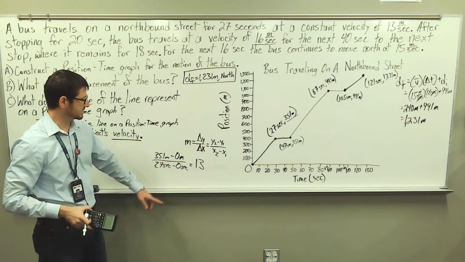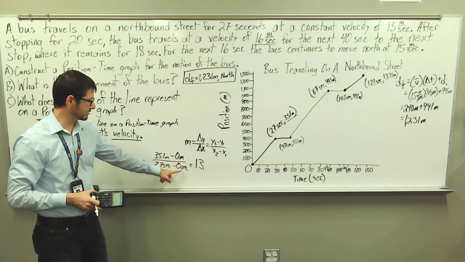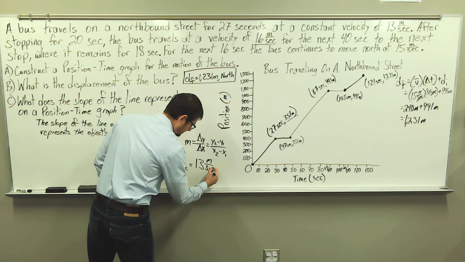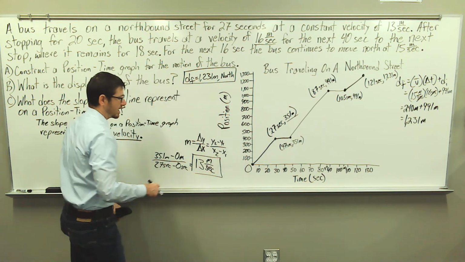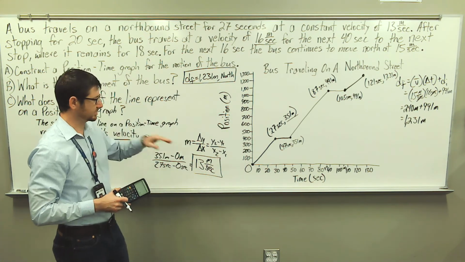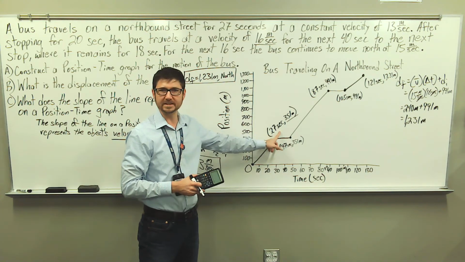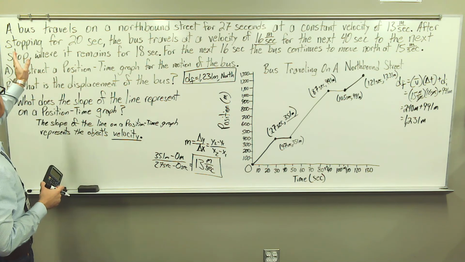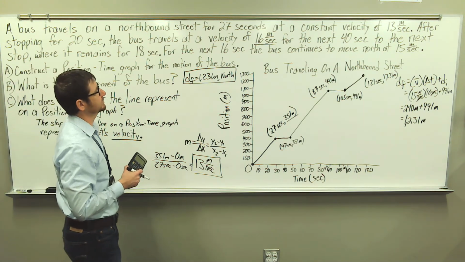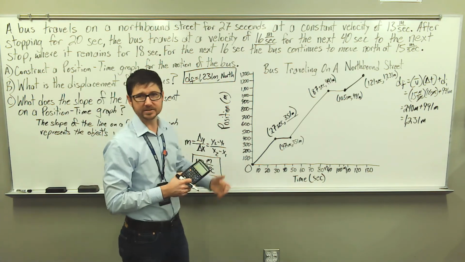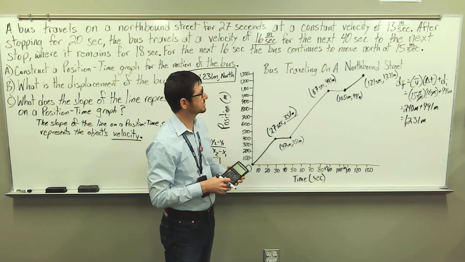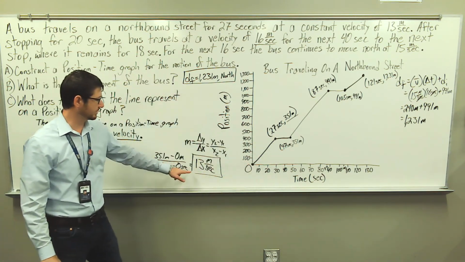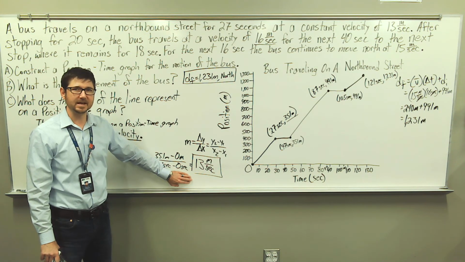Now let's take a look at the units. In my numerator, I have units of meters, and in my denominator, I have units of seconds. So, there we go. Our velocity is 13 meters per second for this time interval of 27 seconds. Now, let's take a look at the problem. Our problem tells us that a bus travels on a northbound street for 27 seconds at a constant velocity of 13 meters per second. And we checked our problem by calculating the slope of the line here. There we have it, 13 meters per second.